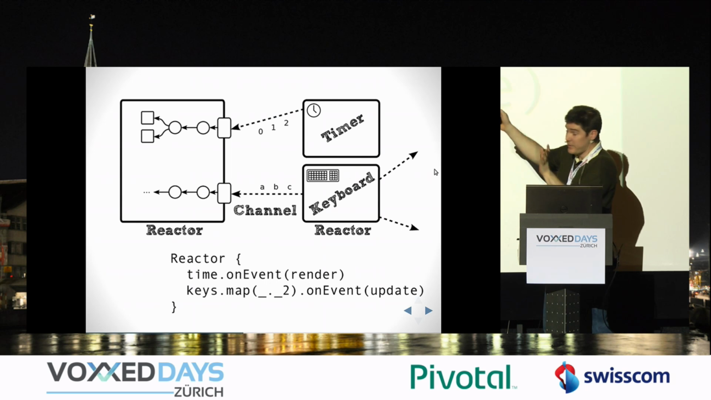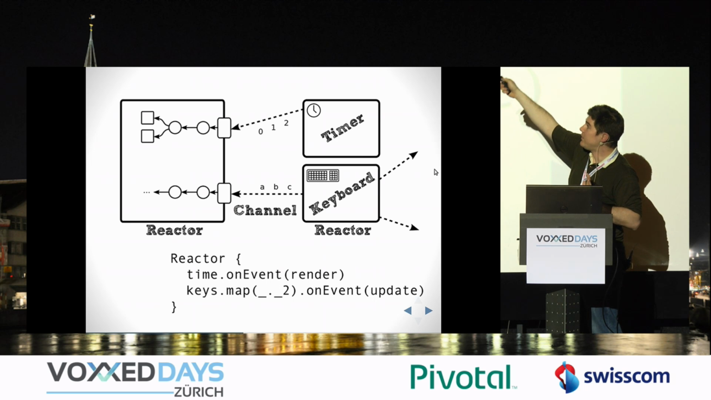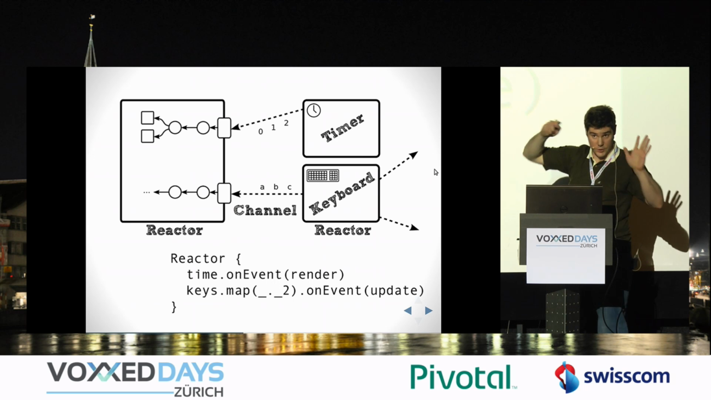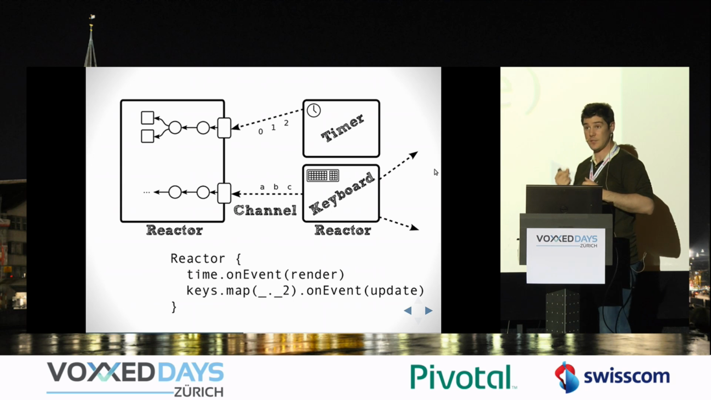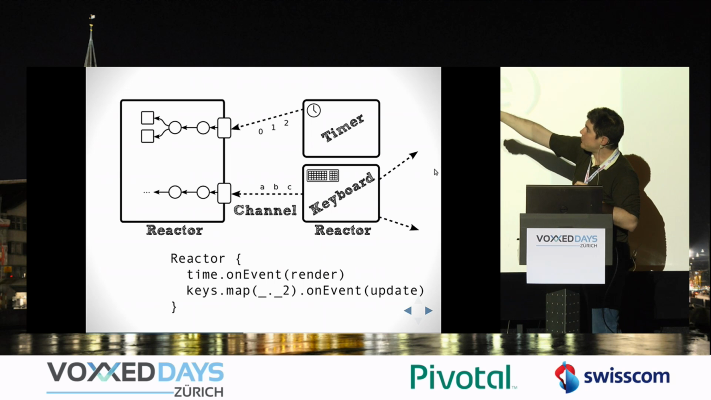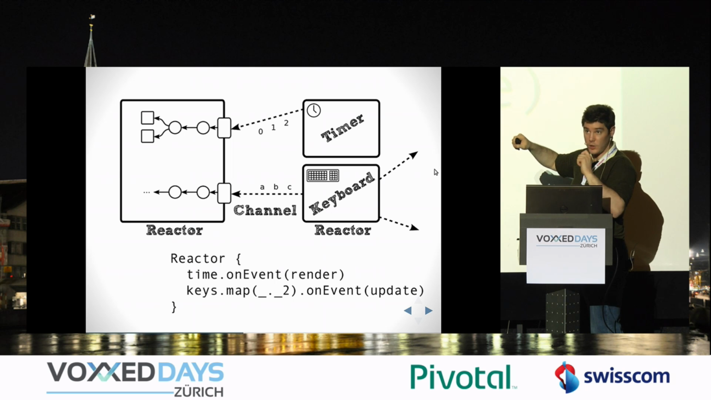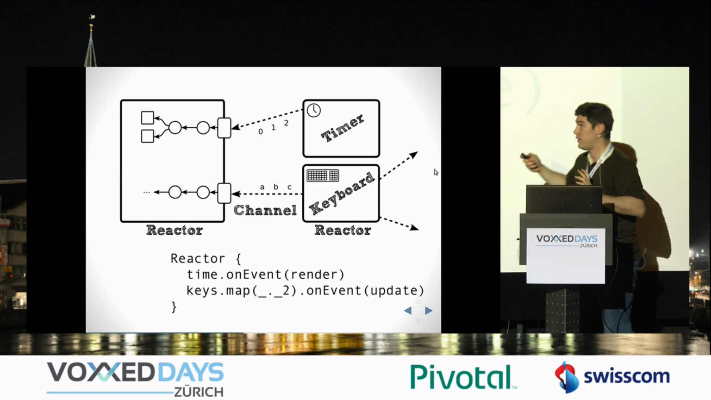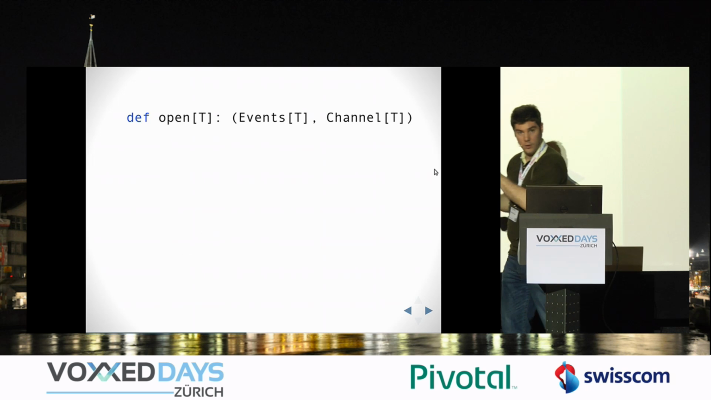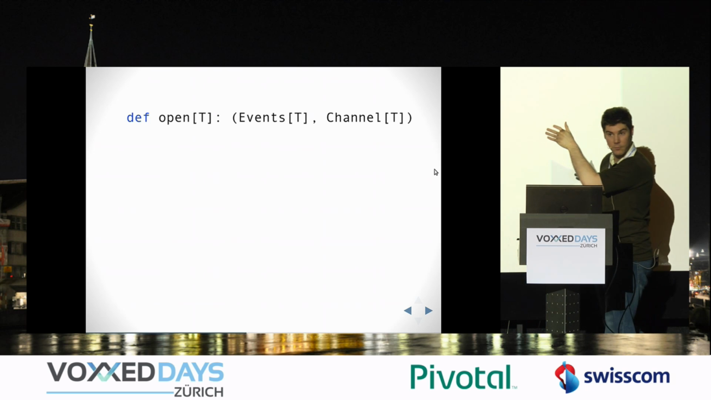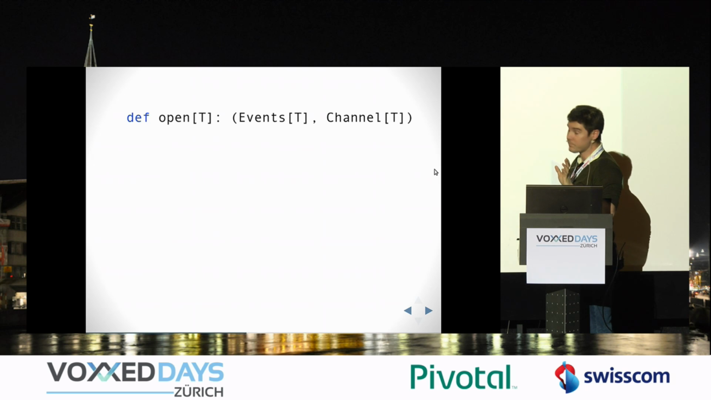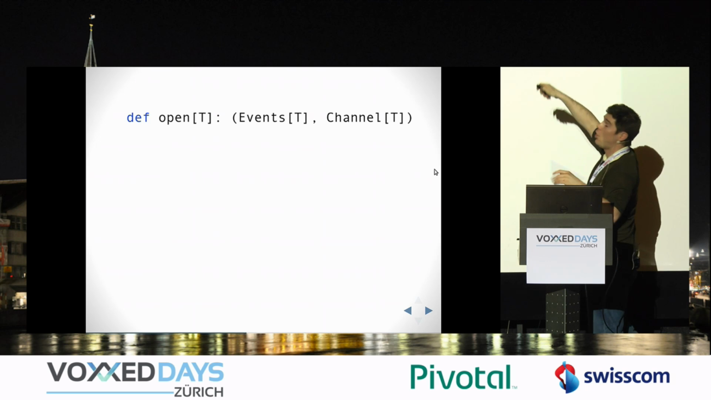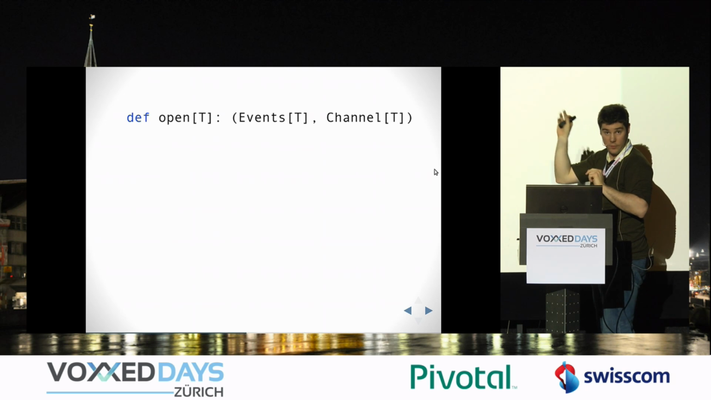Okay, so obviously we need some kind of concurrency, but then the question is, how do these different concurrency units, which potentially execute at the same time, exchange information? How do they send events from one to the other? And the answer is they use a construct called a channel. So how do you create channels? To create a channel, you can call a method inside the reactor, which is called open. What open does is it takes a type parameter and returns a pair of an event stream and a channel for that type. So it can only propagate events of that type.